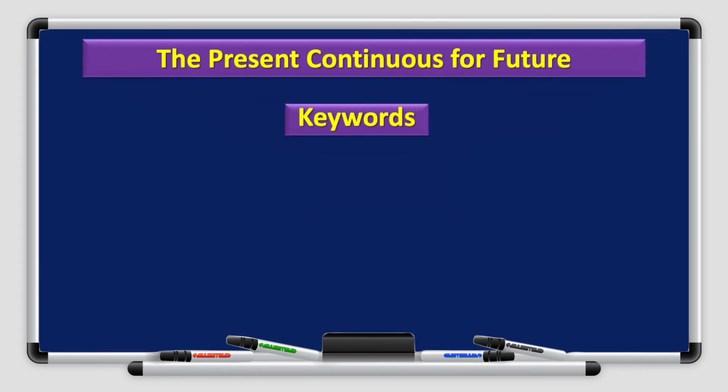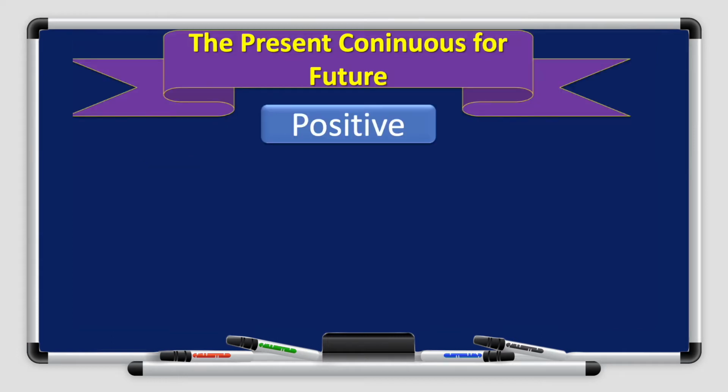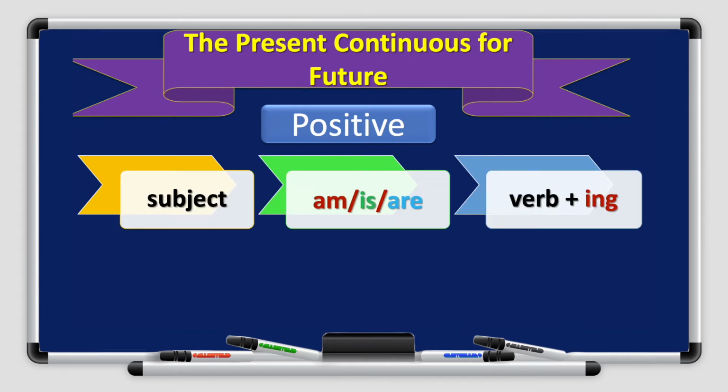Now, with the present continuous for future, there are some keywords that you need to know that indicate it's a present continuous sentence because it's happening in the near future. These keywords are tonight. So tonight is very close. It's in the near future. Tomorrow, later, and next. Whenever you see any of these words, you would understand that it is a present continuous sentence. If I want to write a positive present continuous sentence, how do I do that? Well, I start with the subject, followed by either am, is, or are, which are parts of verb to be, followed by verb plus ing.